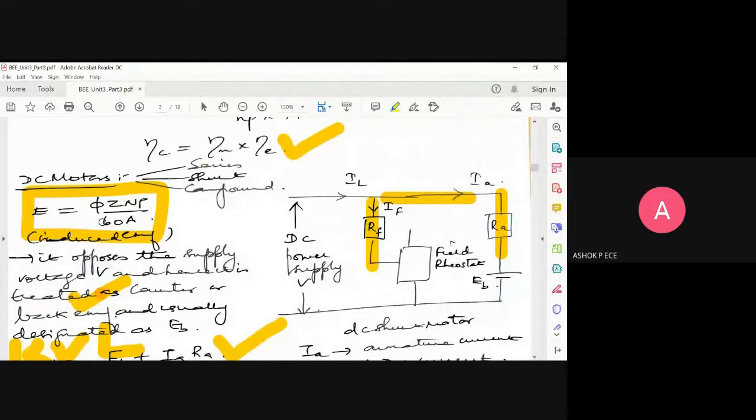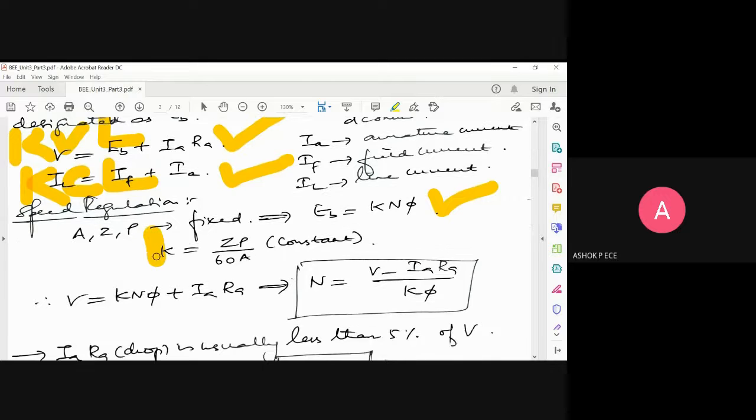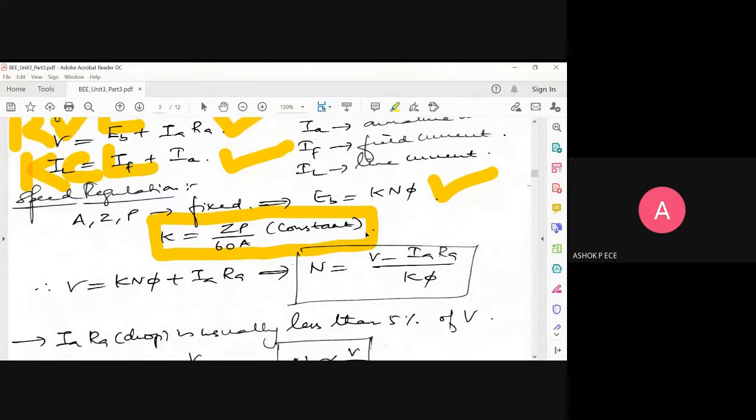60 is also constant. So I can simplify this expression as EB is equal to K N phi. So K is a constant comprising of A, Z, P and 60. Phi is the flux per pole and N is the speed of rotation of the motor. See here, K is equal to ZP by 60A. I am grouping all the constant terms into a single constant term K. And why I am doing that, you will understand the reason.